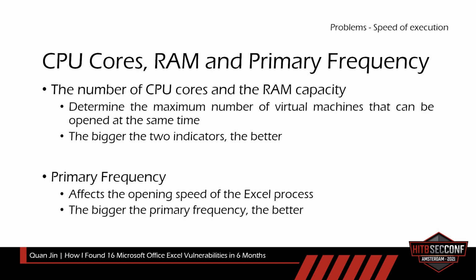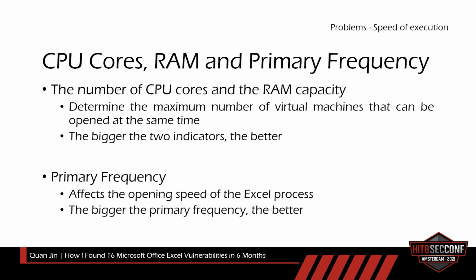The number of CPU cores and the RAM capacity directly determine the maximum number of virtual machines that can be opened at the same time. The bigger the two indicators, the better. The primary frequency directly affects the open speed of the program. The bigger the primary frequency, the better.